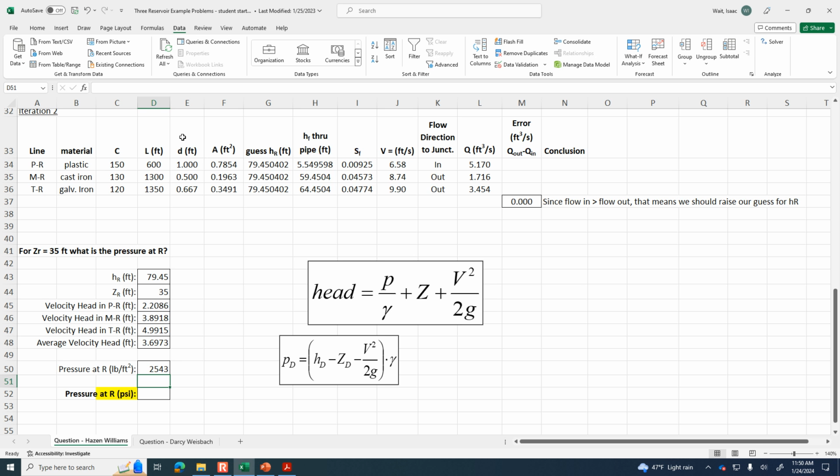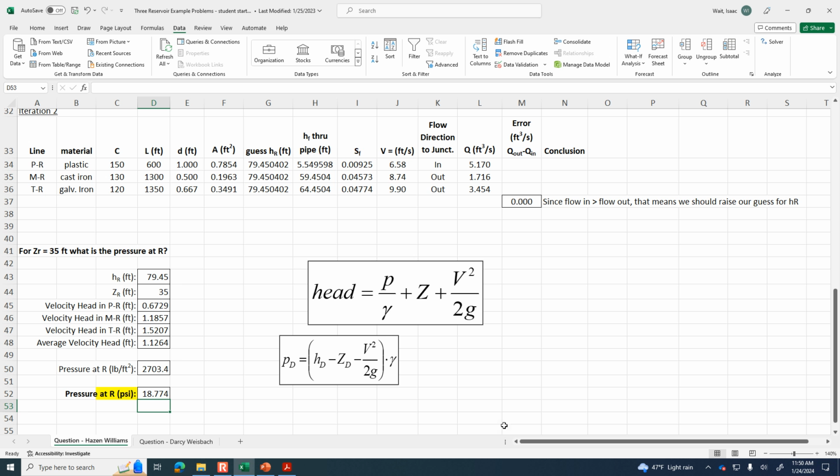Let's see, I think maybe I have an error in my velocity head calculation. Oh yeah, g is not 9.81, not in traditional units, it's 32.2. Come on guys, you got to catch me on these mistakes. 32.2. What was I thinking? Okay, so we got the pressure there, and then in PSI it would be that divided by 144. So there's 18.7 PSI at the junction if the elevation of the junction is that height.